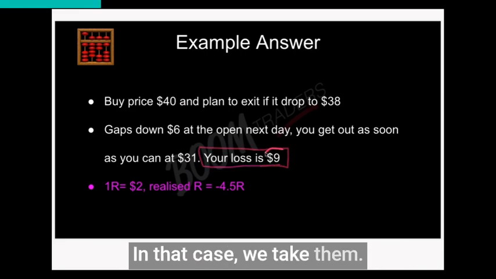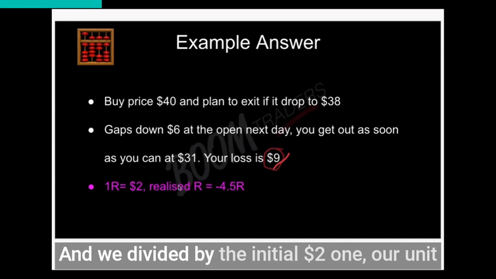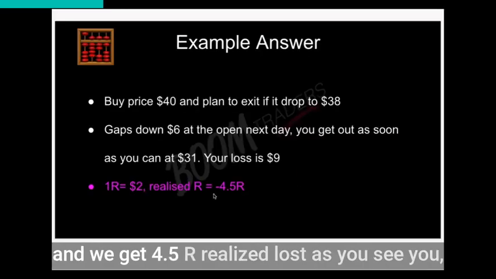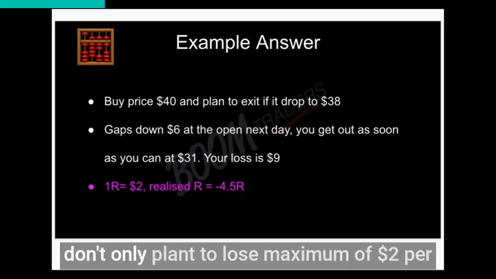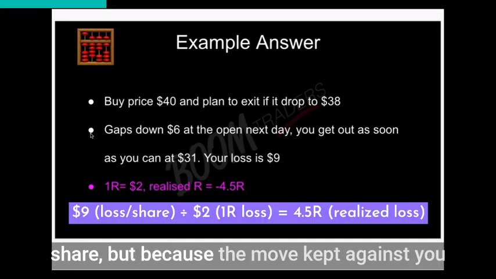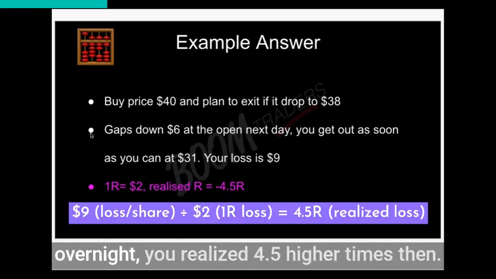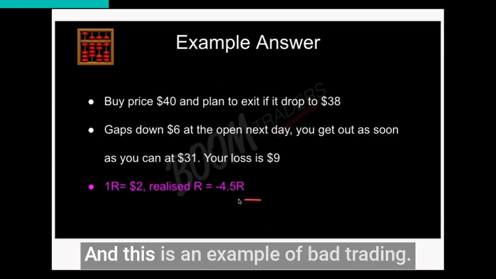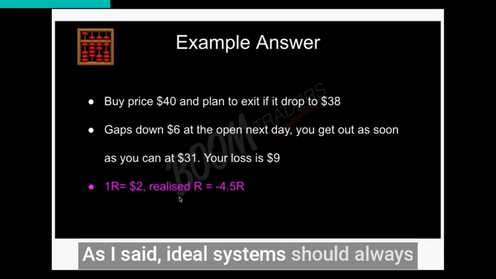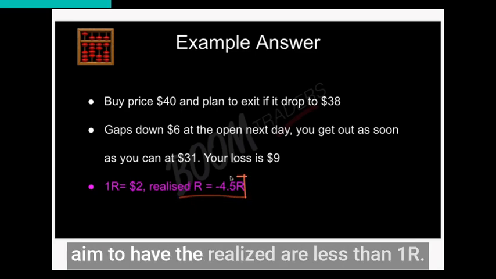In that case, we take the 9 and we divide it by the initial $2 1R unit, and we get 4.5R realized loss. As you see, you only planned to lose a maximum of $2 per share, but because the move gapped against you overnight, you realized 4.5 times more than this. And this is an example of bad trading. As I said, ideal systems should always aim to have the realized R less than 1.